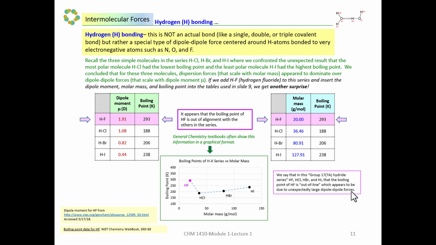What we say is that in this group 17 or 7A hydride series, HF, HCl, HBr, and HI, the boiling point of HF is out of line with the others, which appears to be due to unexpectedly large dipole-dipole forces. Now, what about the other hydride series, such as, for example, group 16 or 6A, involving oxygen, sulfur, selenium, and tellurium, H2O, H2S, H2Se, H2Te, or the group 15 hydride series or group 14 hydride series? How do their boiling points graph? And are there odd, out of place alignments in any of those? Well, let's look.